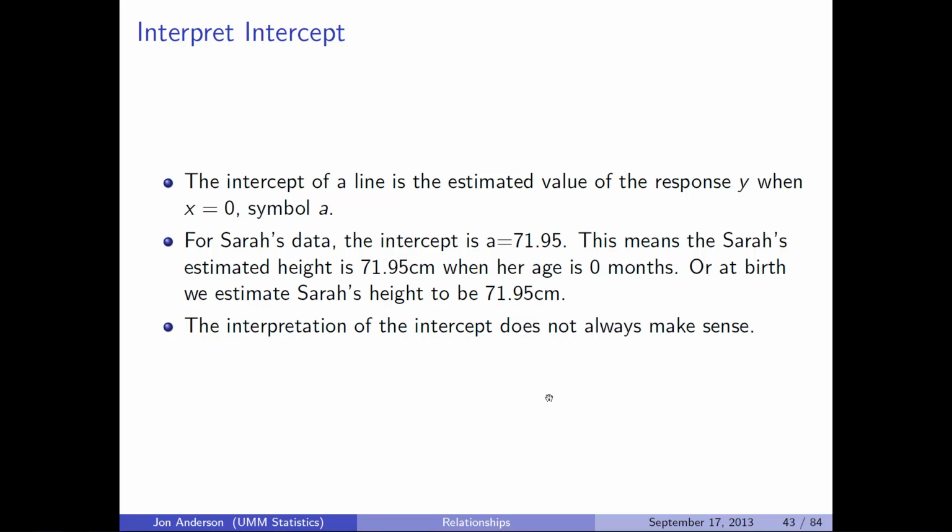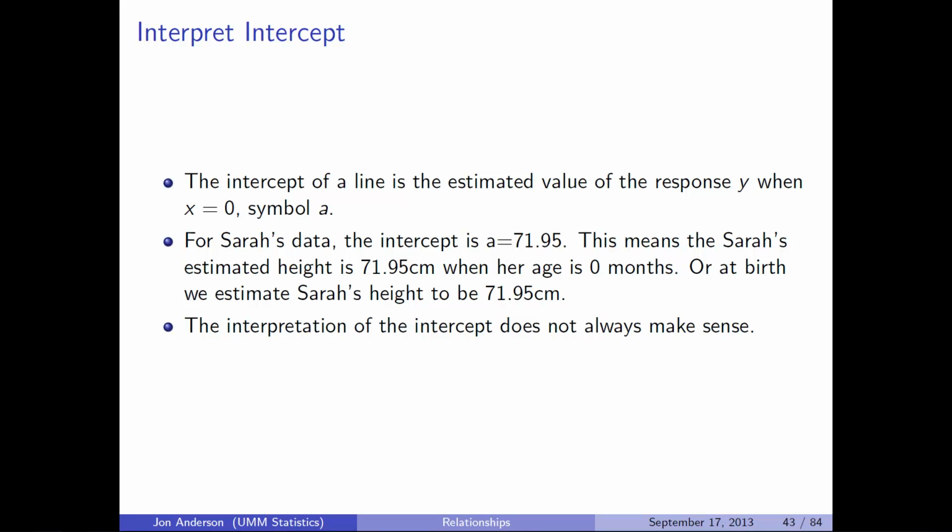On this overhead, I'm going to interpret the intercept for you, but I'll just warn you in advance that the intercept very rarely makes sense. In the third bullet, I'm warning you it doesn't always make sense. In practice, I've very rarely ever had the intercept really make sense, and it's usually not a very important or relevant thing to interpret. I just want you to be able to do it if it does make sense for your particular context.